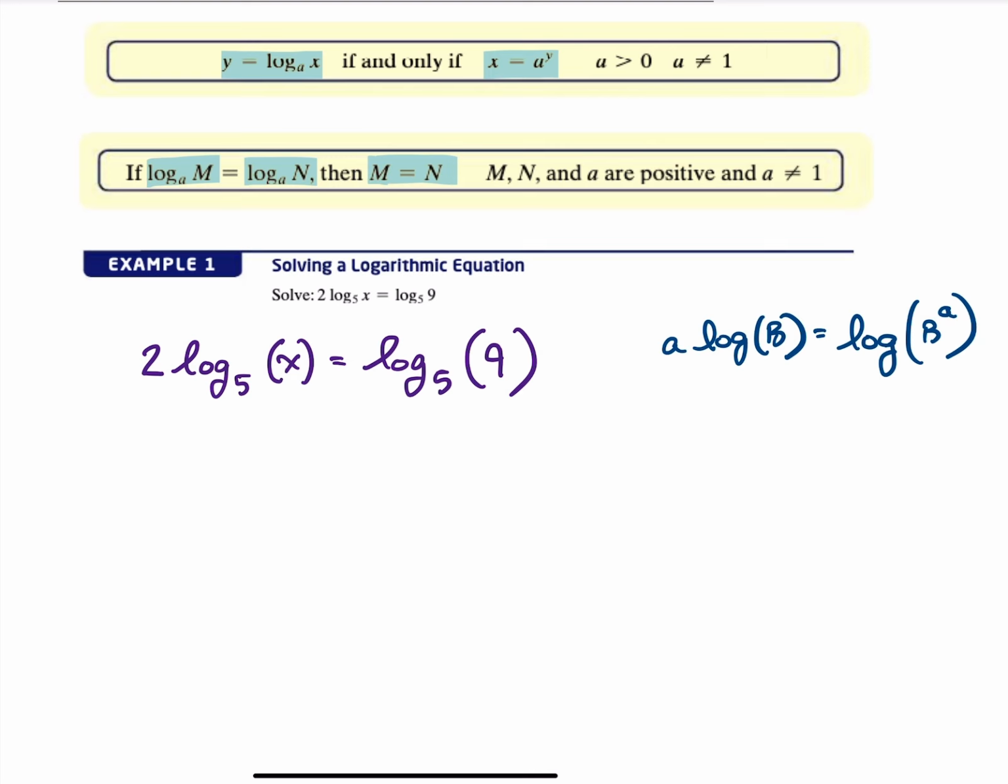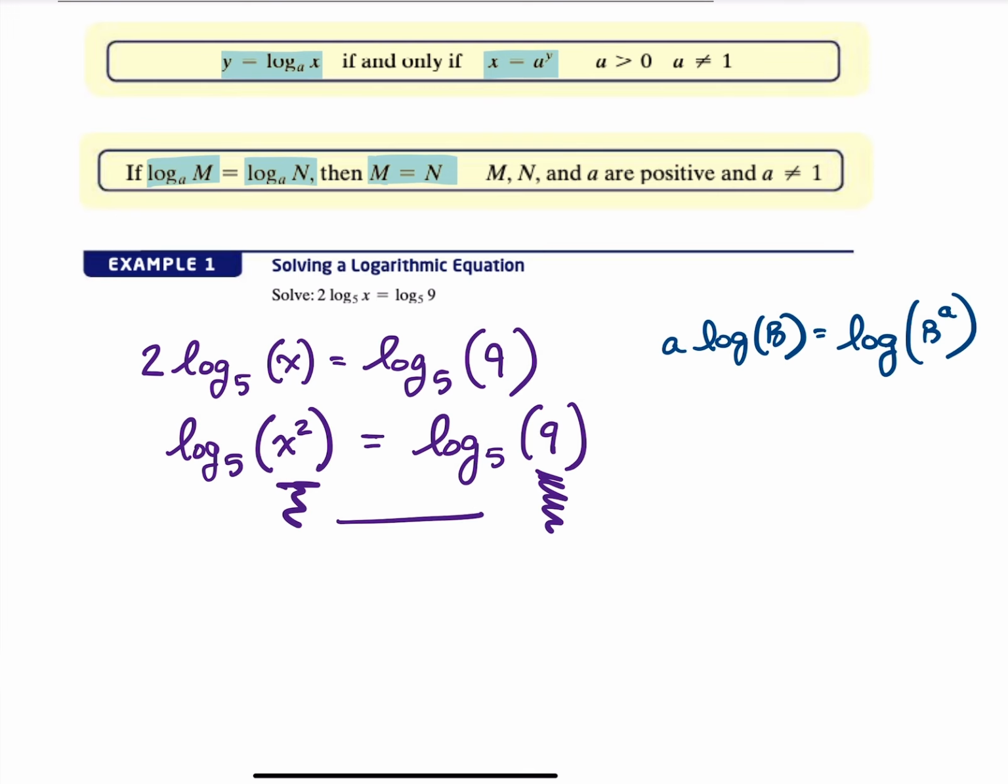So let's use that property. We can write this as log base 5 of x squared equals log base 5 of 9. Now we have log base 5 on both sides, so if log base 5 of blah equals log base 5 of other blah, well, the two blahs must be equal to each other. I'm just using that as a general placeholder. So I can say x squared must equal 9. And then I would take the square root of both sides. So I would say x equals plus or minus 3.